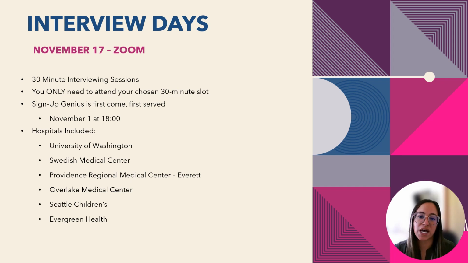You only need to attend a 30-minute chosen session on this day. There will be a Sign-Up Genius released on Wednesday, November 1st at 6 p.m. The sign-up sheet is first come, first served. So if you can only come at the 8:30 a.m. time, then you need to make sure to get on there at 6 p.m. on November 1st to choose that time.